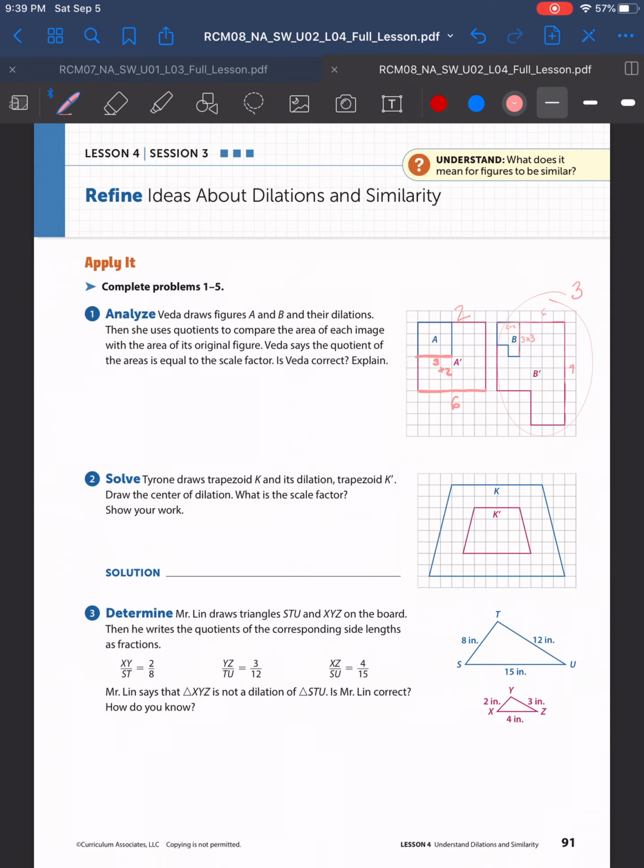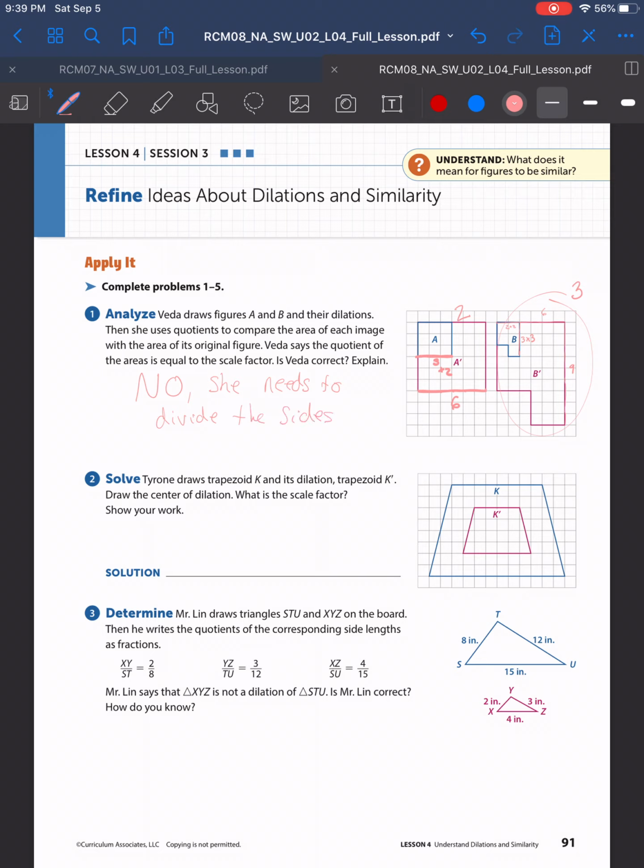Okay, so she says that the areas are equal to their scale factors. No. The scale factors are different for both of these, and that's not how you find the scale factor. The scale factor is when you divide the sides. Okay, so we're just going to say no. She needs to divide the sides.